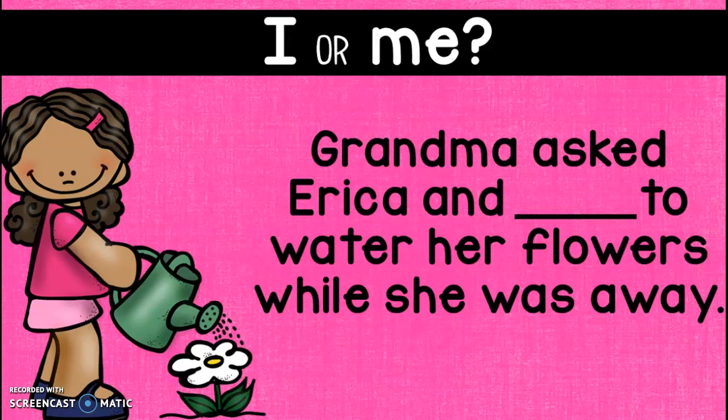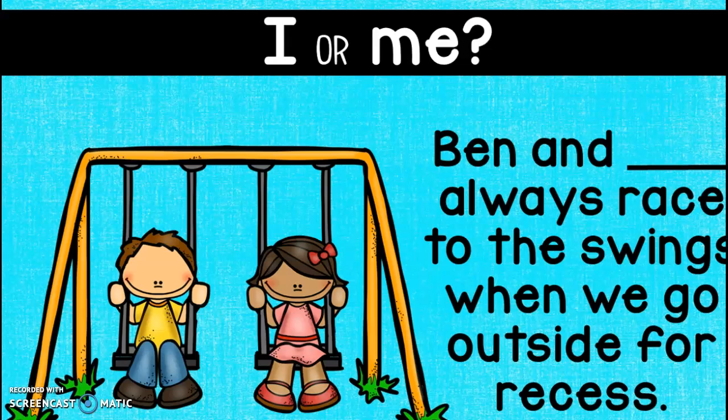So, Grandma asked Erica and blank to water her flowers while she was away. So in this sentence, I would cross out Erica and, I would reread the sentence. So, Grandma asked blank to water her flowers while she was away. So Grandma asked me or Grandma asked I, right? And we would know that me would make sense, okay? And me would be the correct answer.